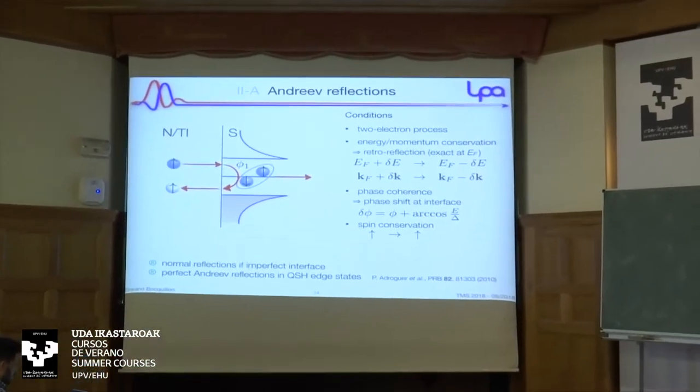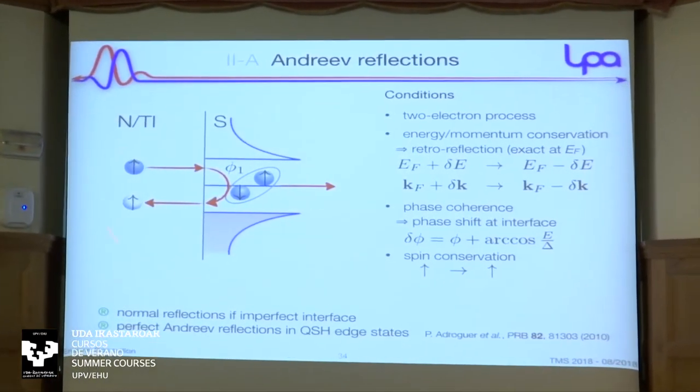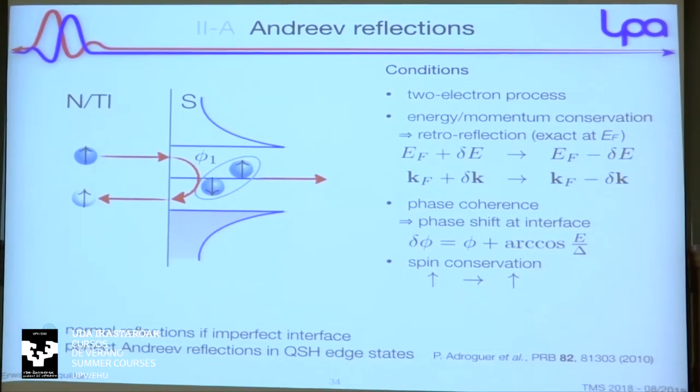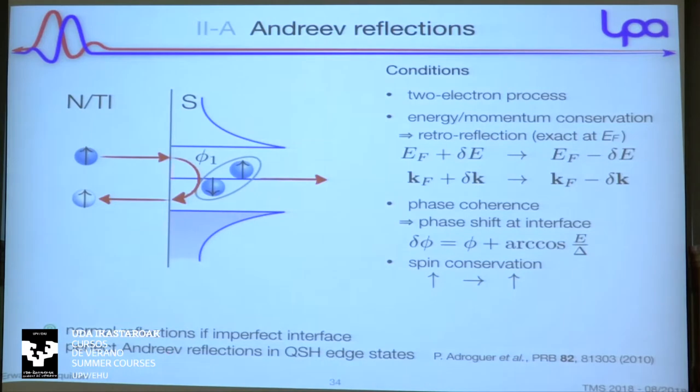Here you see naturally several things. The first thing is that this is a very specific case of reflection, Andreev reflection. But if the interface is non-ideal, is imperfect, then you can also have just standard reflection on a potential barrier. So you can also have a reflection of an electron into an electron. And this is called normal reflection.